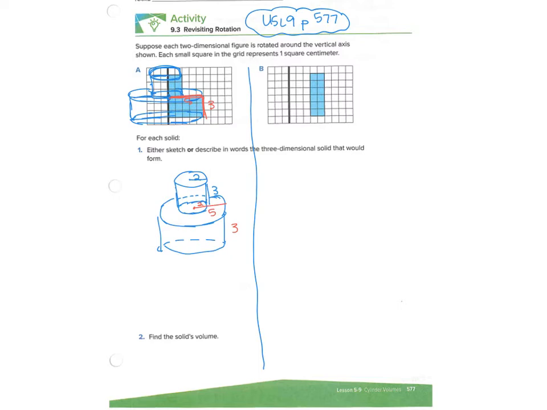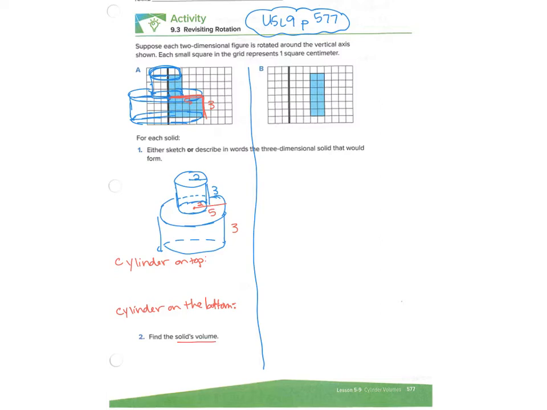So for part 2, it wants me to find the solid's volume. To me, it makes sense that if I found the volume of the cylinder on top, and then I found the volume of the cylinder on the bottom, I would simply add them together because it's just 2 solid cylinders sitting on top of each other. So let's figure that out.